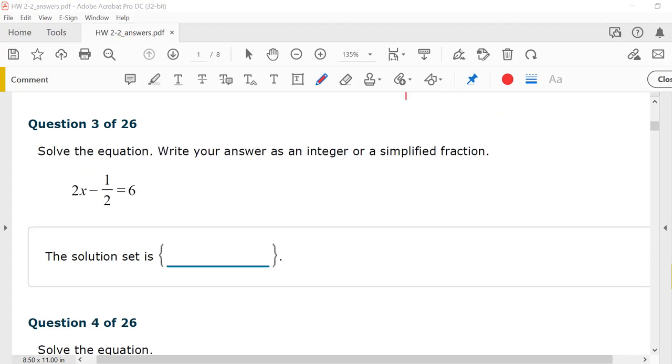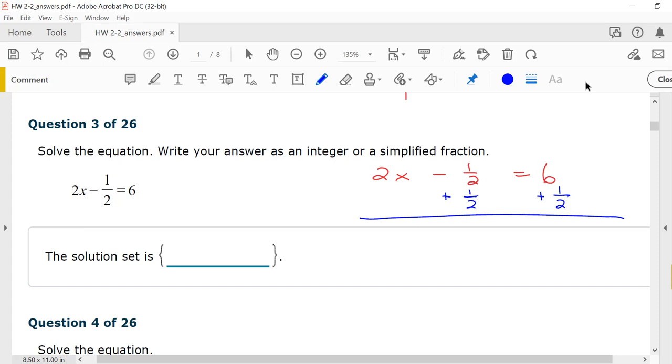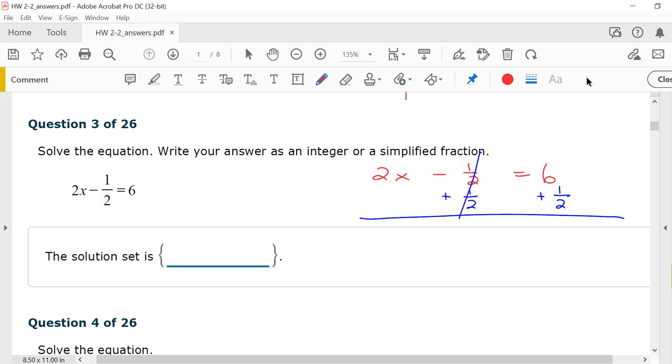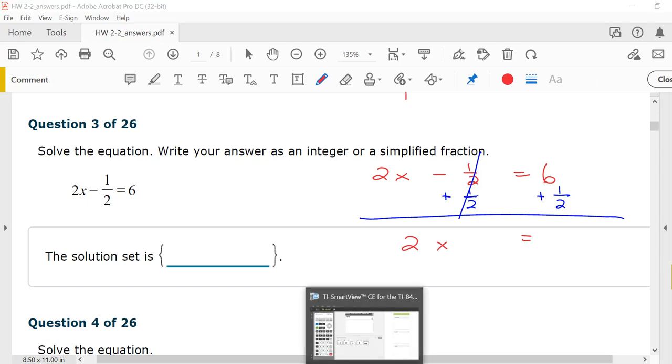Number 3, solve 2x minus 1 half equals 6. To get the x by itself on the left, first thing I need to do is add 1 half to both sides. Don't get scared just because it's a fraction. Negative 1 half plus 1 half is 0. So on the left, I have 2x equals, your calculator loves fractions.